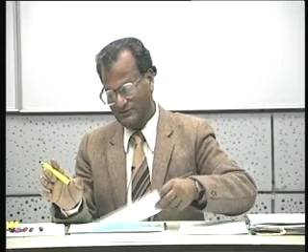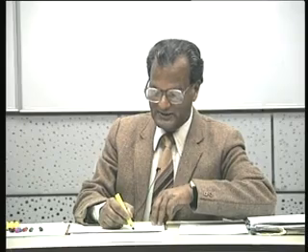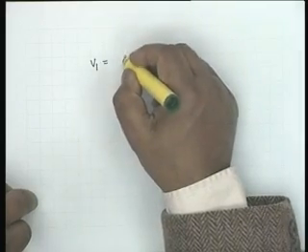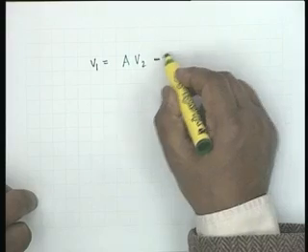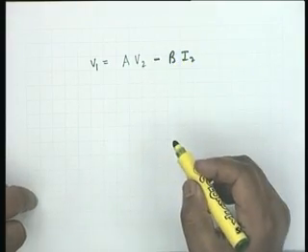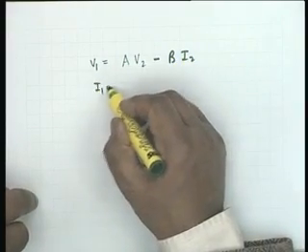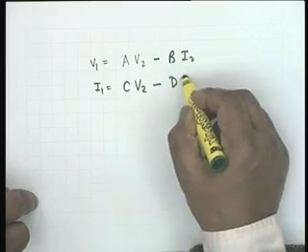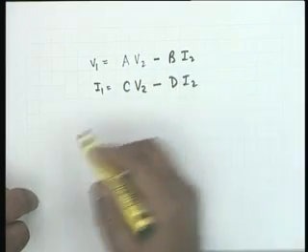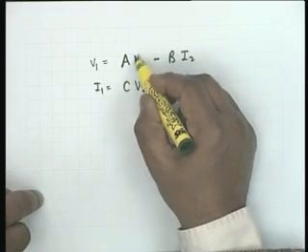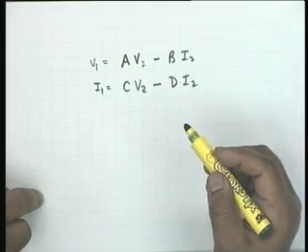So, this independence in the context of ABCD in particular means that 2 parameters V1, I1 are expressed in terms of V2 and minus I2. That's all. No other significance. We will see how to measure them. If you write in full, then V1 is equal to AV2 minus BI2, note the negative sign, and I1 is equal to CV2 minus DI2, and therefore we will see why they are called transmission parameters.